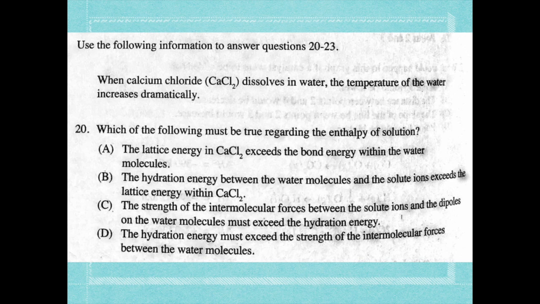For number 20, it says when calcium chloride dissolves in water, the temperature increases dramatically. So that means that it is an exothermic process. Remember, you've got 3 things that are involved in dissolving. Solute-solute interactions have to be broken, which makes it endothermic. Solvent-solvent interactions have to be broken, which is also endothermic.